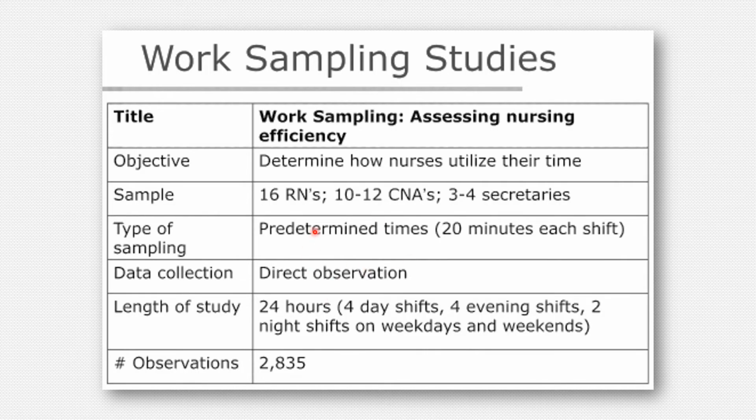So here is an example of your work sampling study. It's just a table, and you can see the objective, sample, type of sampling, data collection, and then the length of study and observation. Okay, so that's just a time study out of it. So that's pretty much what it looks like in the lean environment.